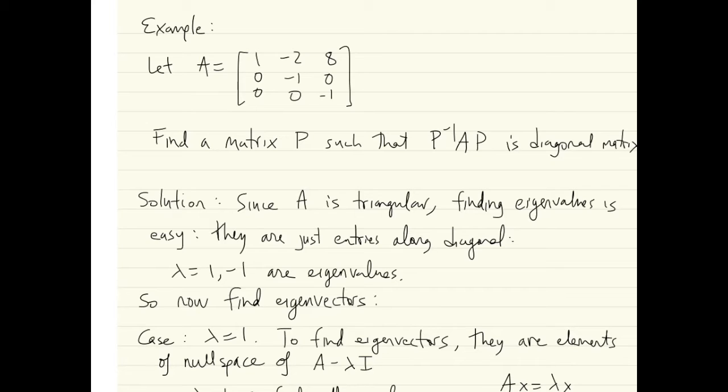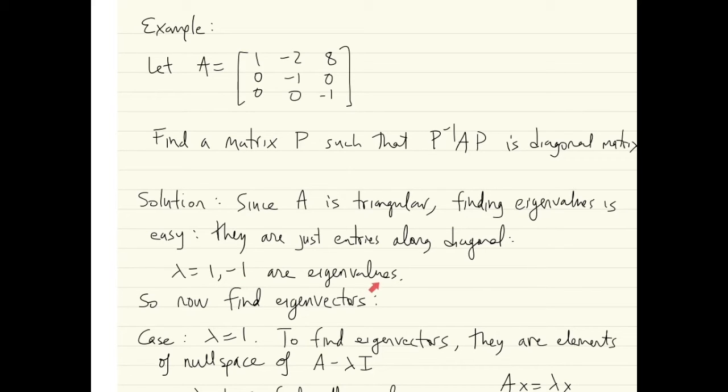Anyway, okay. So since A is triangular, finding the eigenvalues is easy. Remember, P is made of eigenvectors. And to find the eigenvectors, first what we have to do is find the eigenvalues. And in the case where the matrix is triangular, the eigenvalues are just the terms on the diagonal. So in this case, there's only 1, and the negative 1 is repeated. So our two eigenvalues are 1 and negative 1.